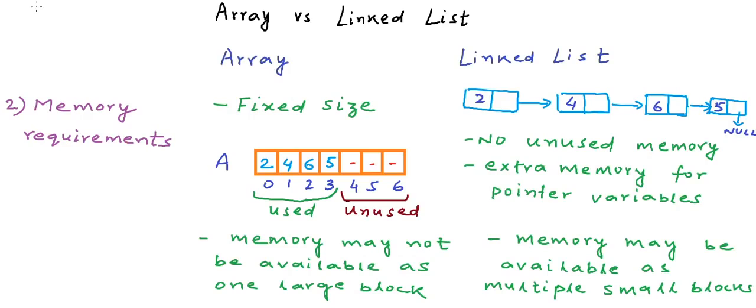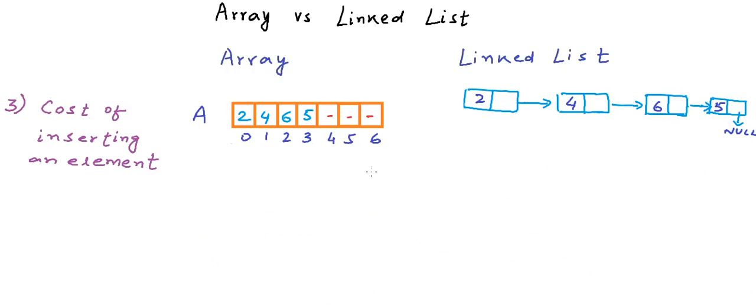Now the third parameter that we want to talk about is the cost of inserting an element in the list. Remember, when we are talking about arrays here, we are also talking about the possible use of an array as a dynamic list. So there can be 3 scenarios in insertion. First scenario will be when we want to insert an element at the beginning of the list. Let's say we want to insert number 3 at the beginning of the list.